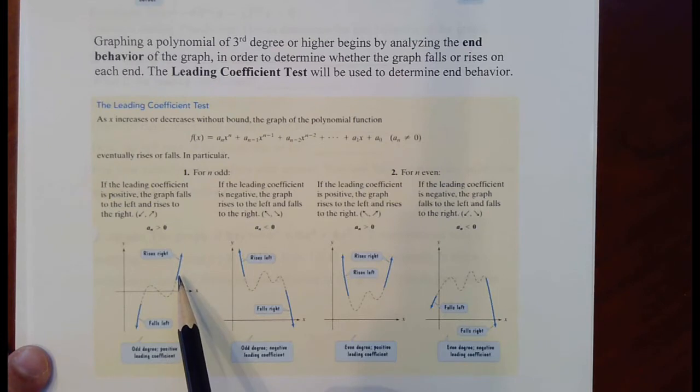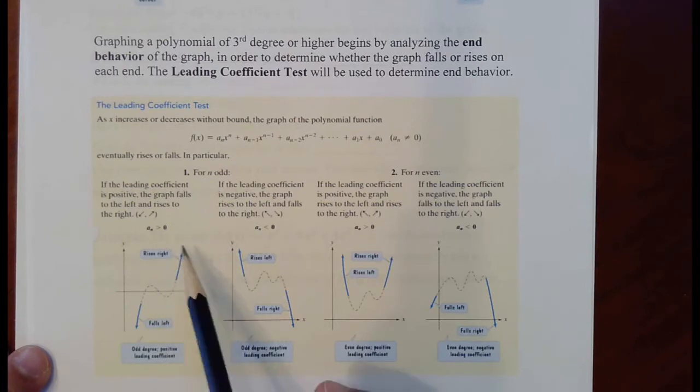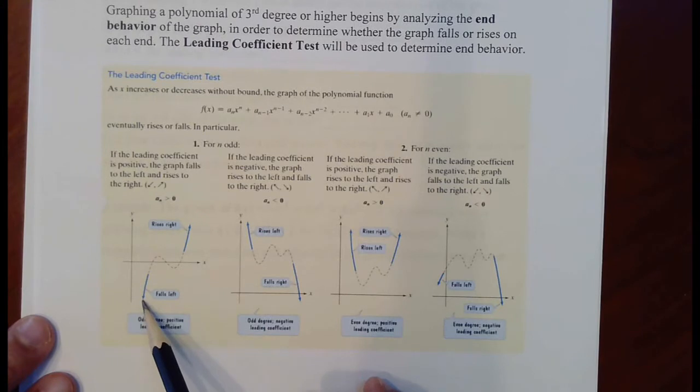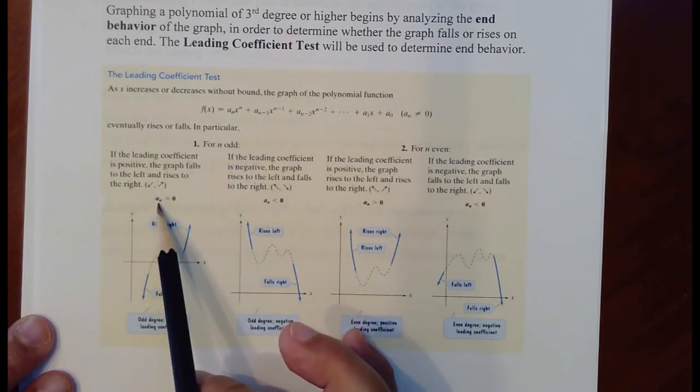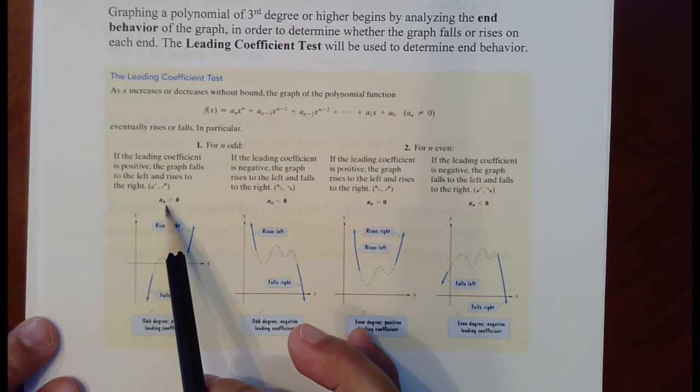So when it's going up, we say that it's rising. So on the right side of the graph, this is rising, and on the left side, it's going down, which we refer to in mathematics as falling. Rising on the right, falling on the left. Again, that will happen if your highest power is odd and the leading coefficient in front of it is positive. Remember, this is how we say positive in mathematics, when a number is greater than 0.